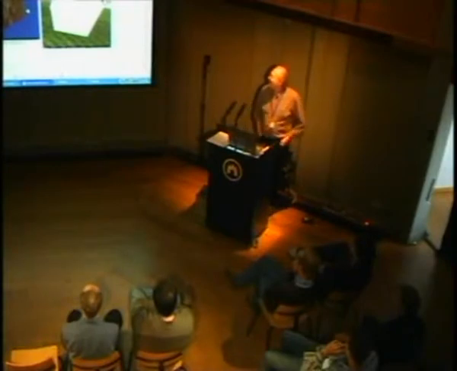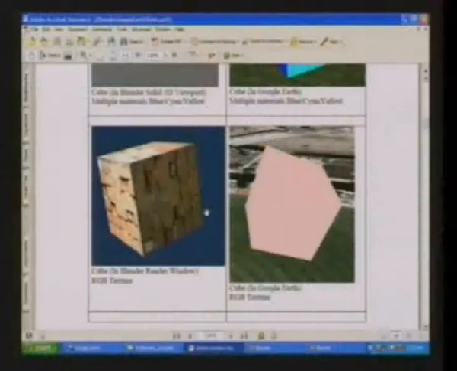Next is Google Earth will, unfortunately, not allow you to import any RGB textures, any Blender textures at all. On the left here is a cube with an RGB texture on it. It's in box form, and this is what it looks like. It looks like a white cube in Google Earth.